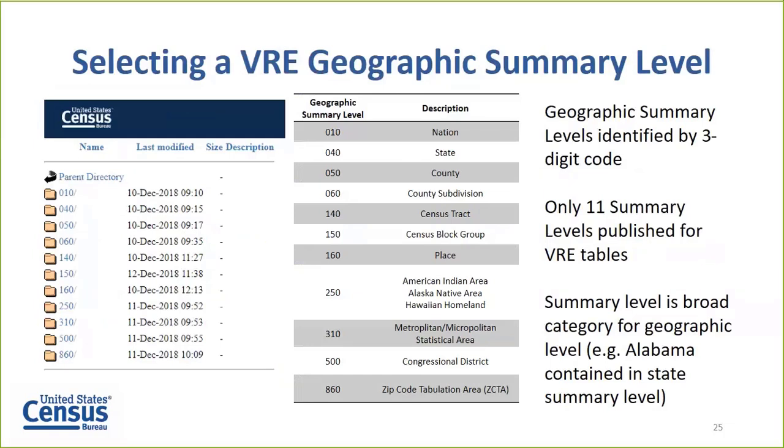Once you click on the link for the FTP site, you're taken to the ACS's internal FTP site. You'll see a list of directories to choose from. They are named using the 3-digit geographic summary level codes. You can see them on the left-hand side of the slide. Note that only 11 geographic summary levels are published for the VRE tables. The description of this code is shown in the middle of this slide, and as I mentioned previously, the information is also available on the VRE technical documentation page.